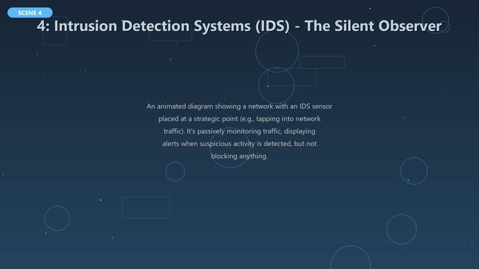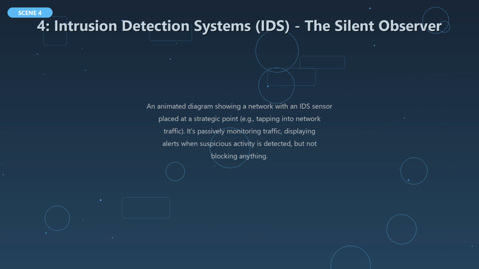There are generally two main categories of IDS based on where they are deployed. First, we have network-based IDS, or NIDS. An NIDS monitors network traffic passing through a specific segment of the network. It's often deployed at key points, such as the perimeter between your internal network and the Internet, or between different network segments. It analyzes packets in real time for patterns that indicate an attack.